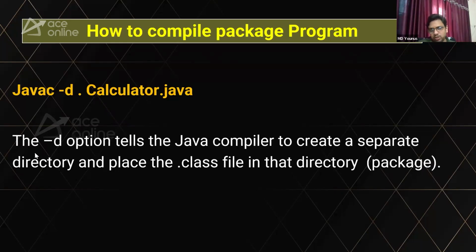So coming back to this, I told you the hyphen D option tells the Java compiler to create a separate directory and place the dot class file in that particular directory.